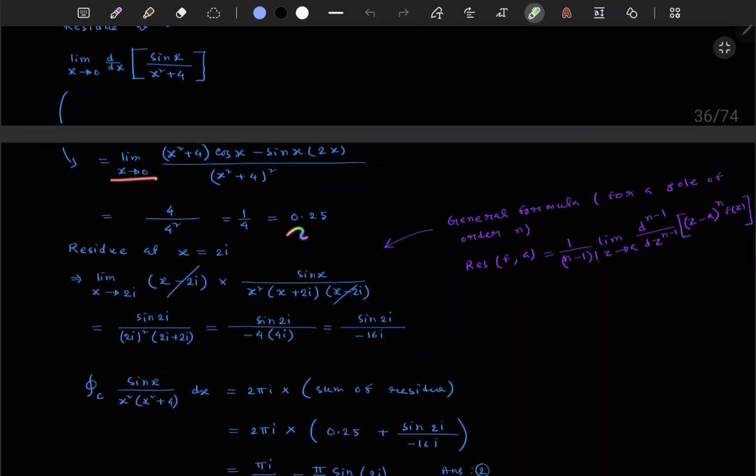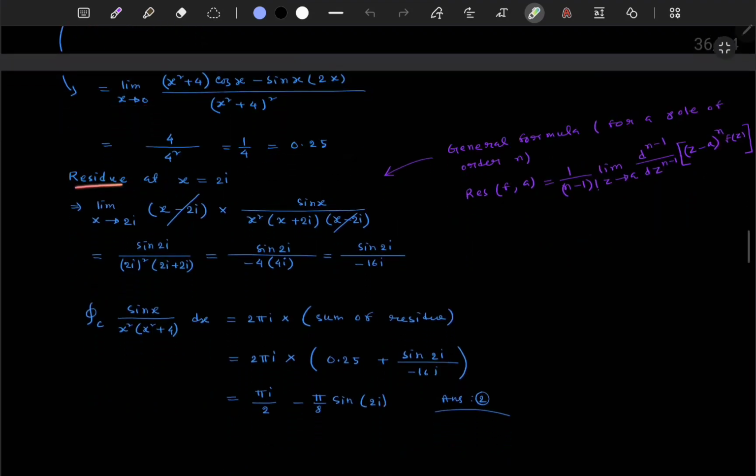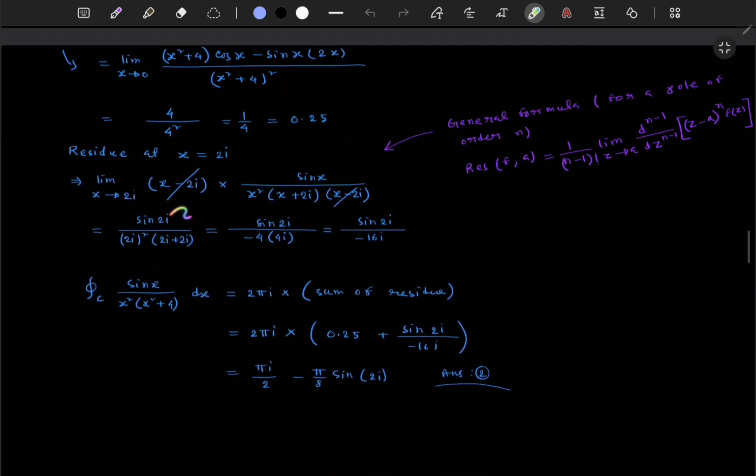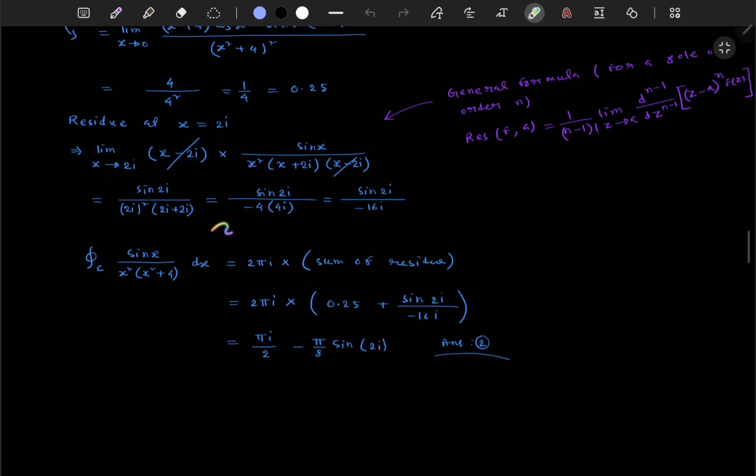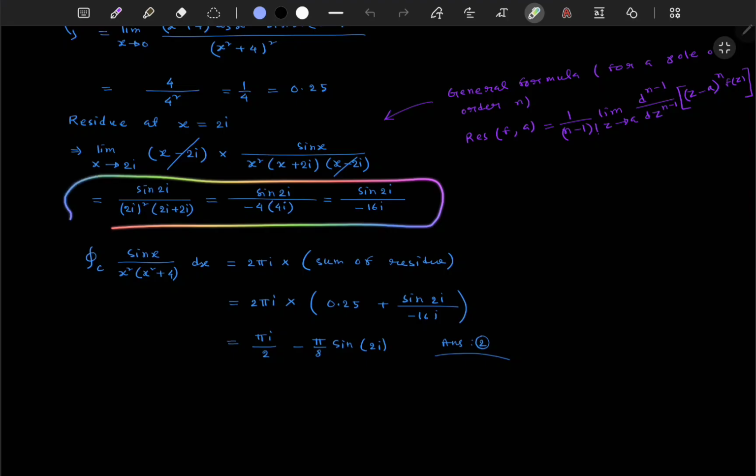Now if you put x equal to 0, it will come to this. Now the residue at x equal to 2i. As x equal to 2i, if you put this here, you need to multiply this with the function, then it will be eliminated, and in the remaining term we need to put x equal to 2i, so we will get this one.